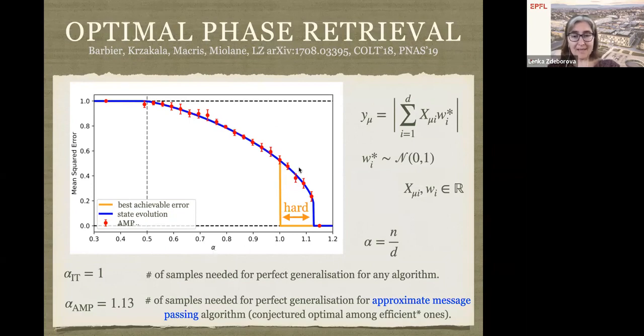The blue line is the state evolution of the approximate message passing algorithm, and the red points are its run. So red and blue agree, but you see that there is a gap, a small region where the approximate message passing does not reach the optimal performance. And that's called the hard region or hard phase.